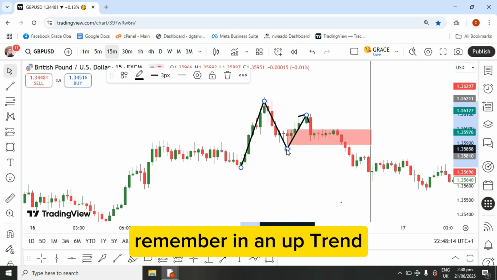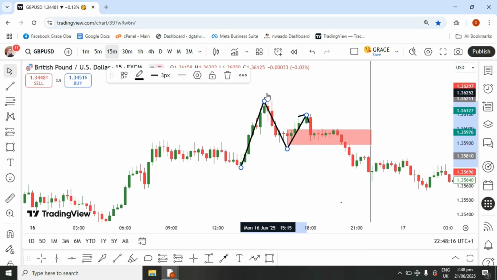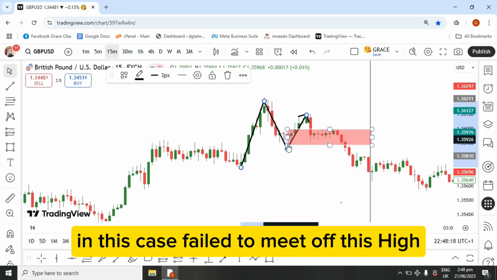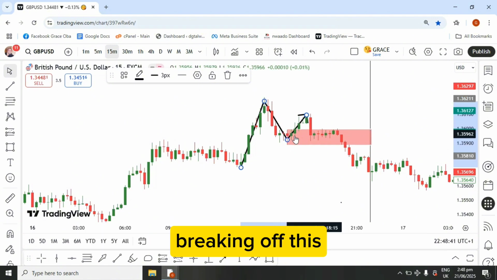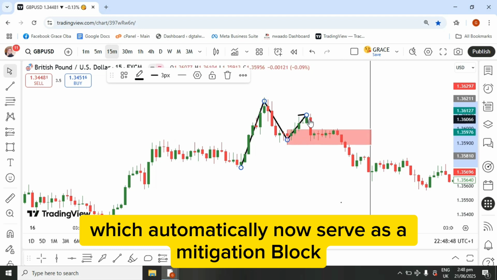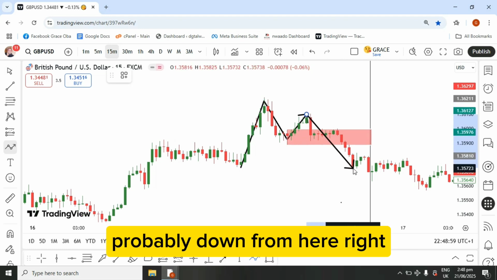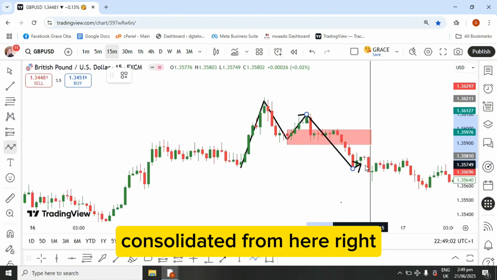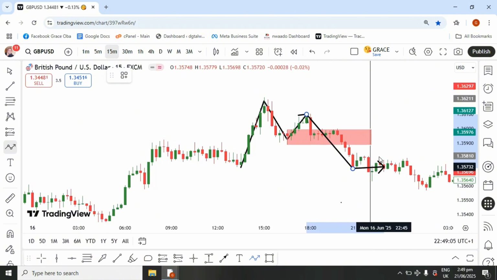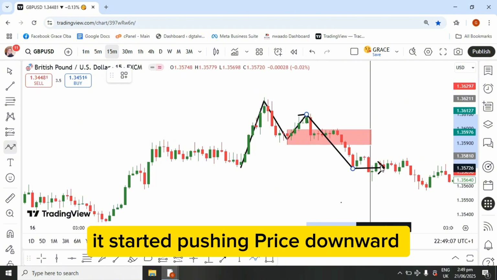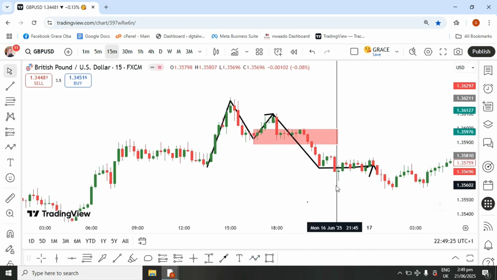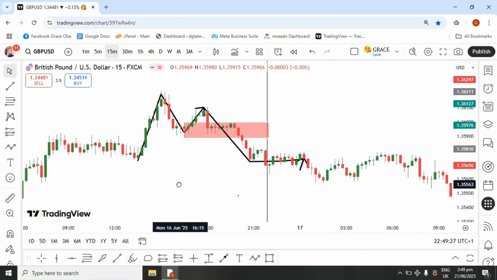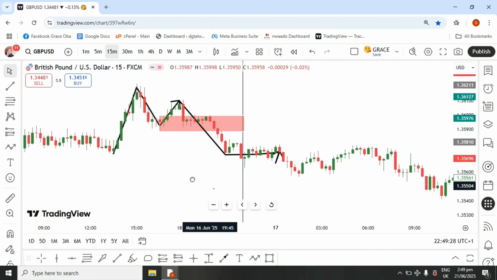Remember, in an uptrend, it continued upward, retraced back. In this case, it failed to hit this high. It now traced down, breaking this other block, which automatically now serves as a mitigation block. Actually down from here, right? It kind of consolidated from here. It didn't test that level again before it started pushing price downward. Let's look at what the chart did, then it aggressively rallied down.